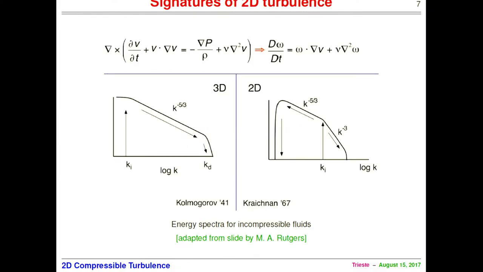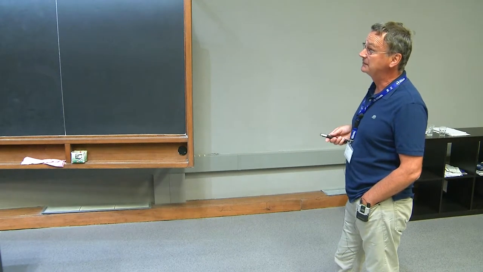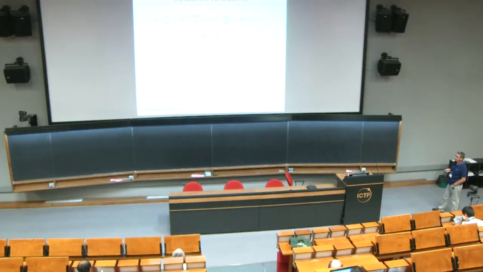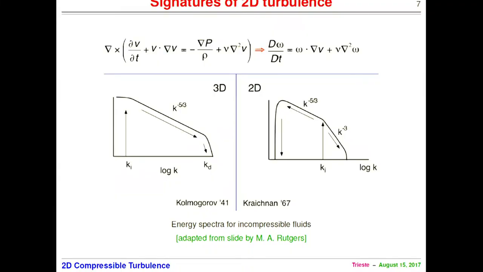Let me start with some very simple background information about differences between 3D and 2D turbulence. In three dimensions, this important term, vortex stretching, is non-zero, and that helps to dissipate energy at small scales and direct the cascade from large to small scales. So if you have in 3D an injection scale at large scales, then the energy will cascade down to smaller scales and dissipate at small scales.